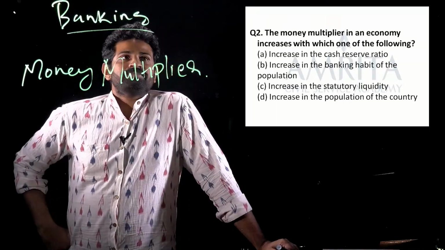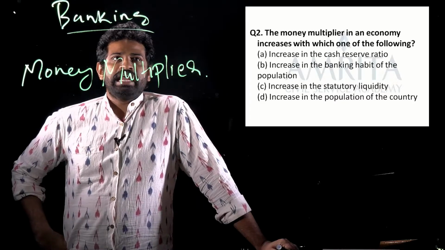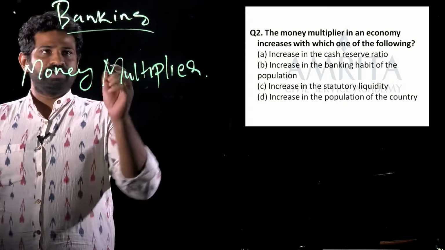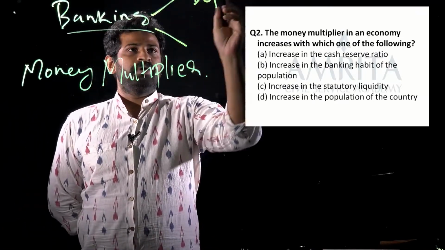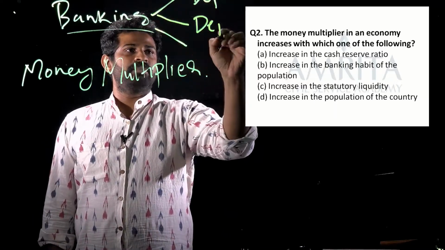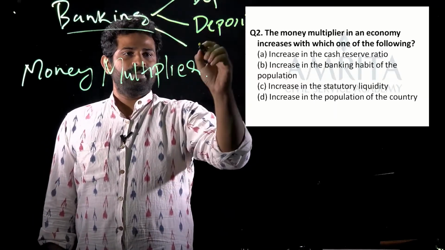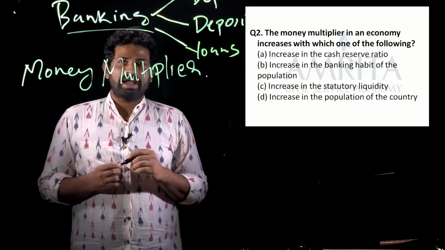So money multiplying in a banking context will increase. So what are the banks dealing with? Like we said before, they take in deposits. They give out loans. These are the two functions that banks do, right?